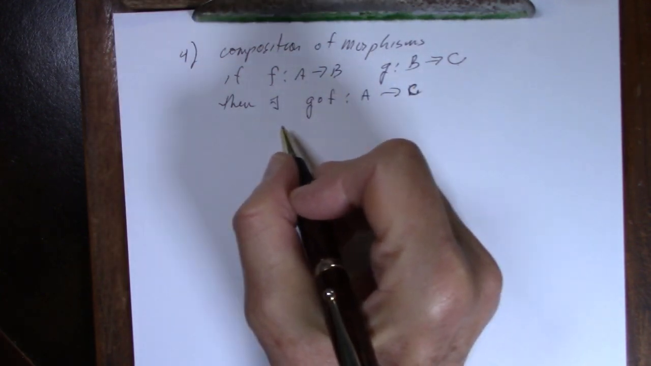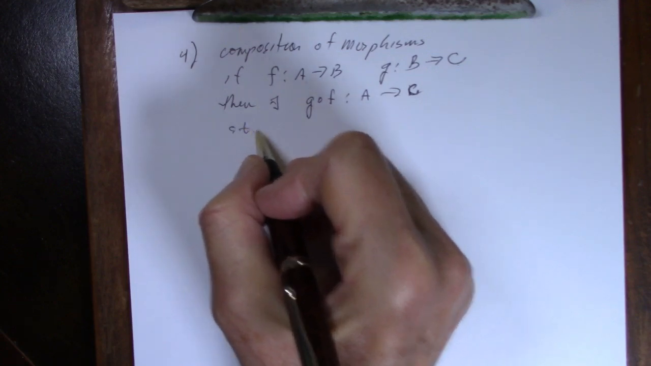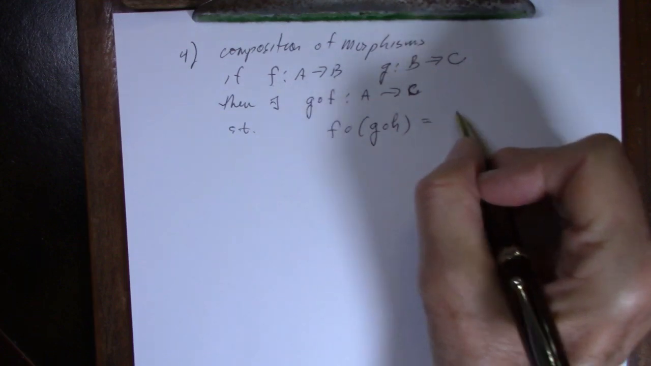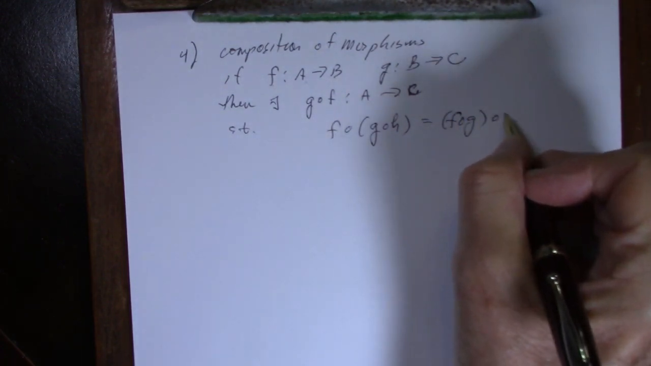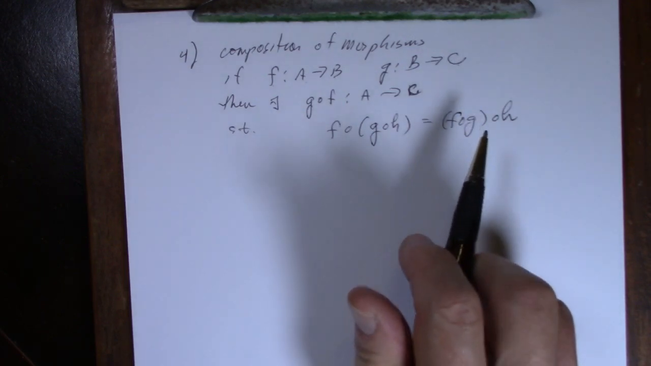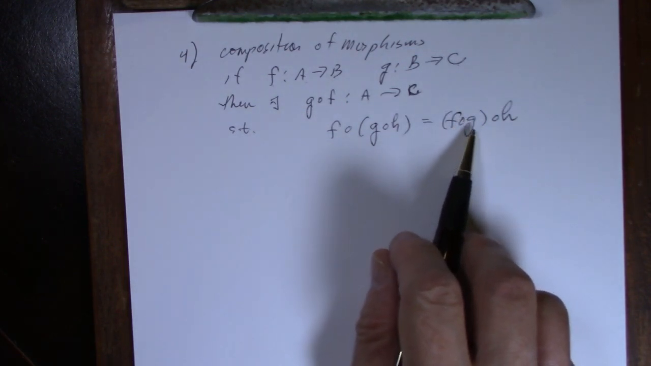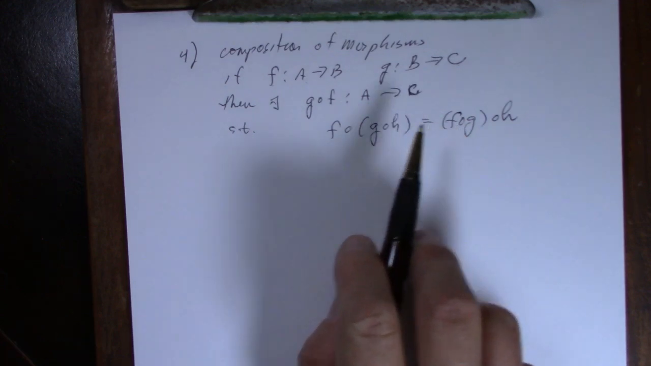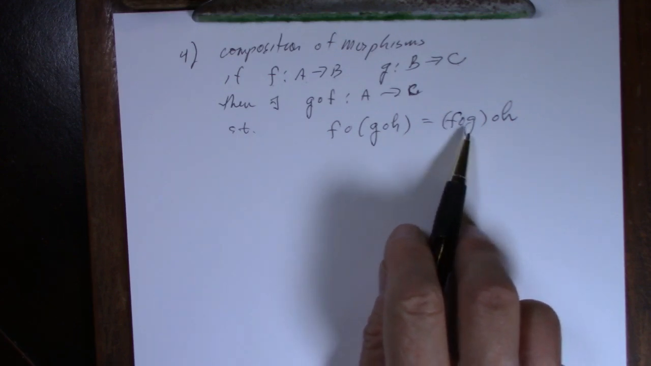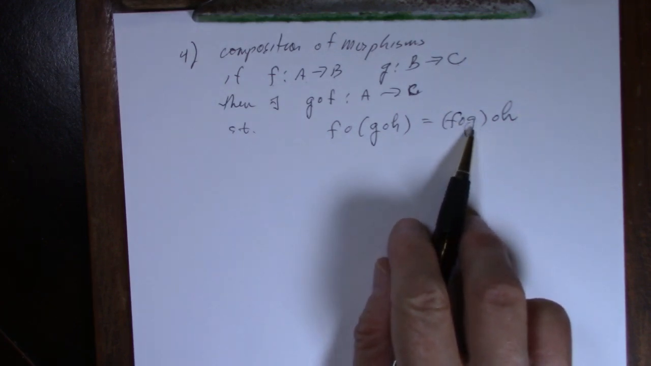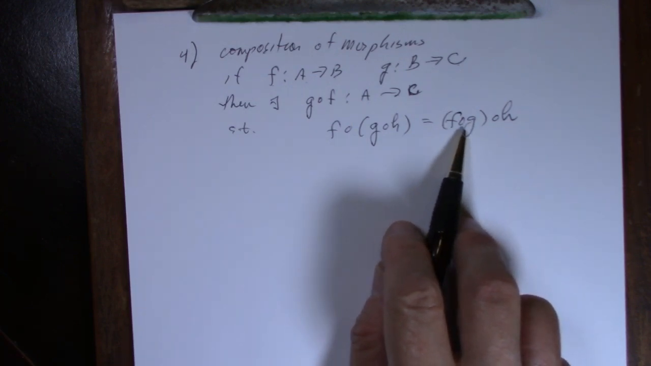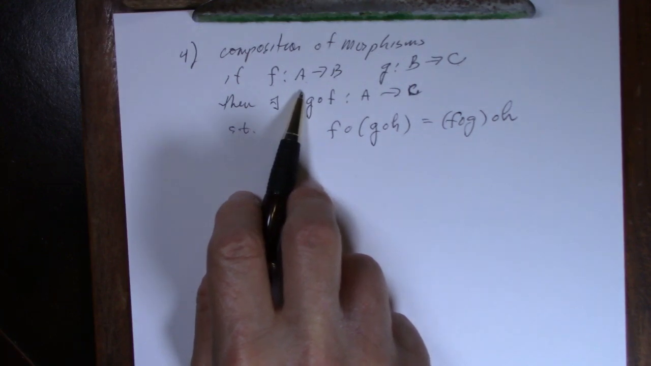Composition must be associative. So F composed with G composed with H is F composed with G composed with H. This is for compatible morphisms, and I don't need to go into that. Since you're familiar with composition of functions, whenever I write a composition of two morphisms, it's with the tacit understanding that the codomain of the first one is the same as the domain of the second one, so that the composition makes sense according to this definition.